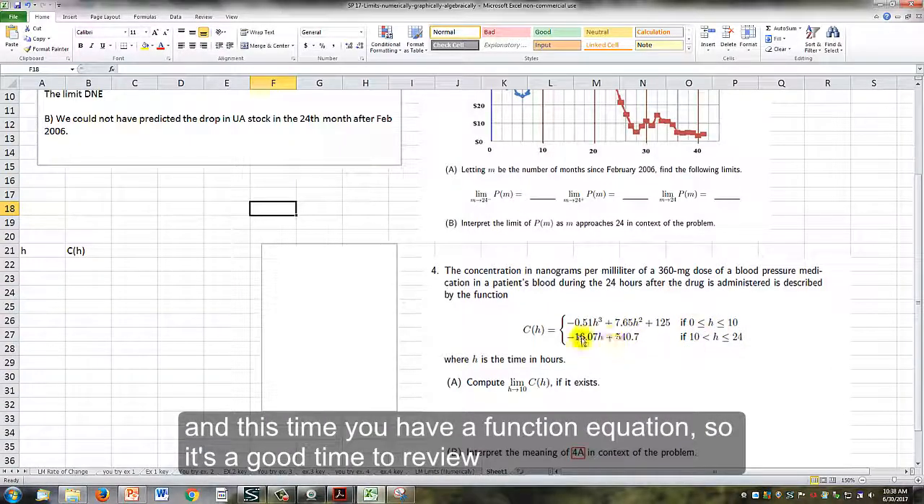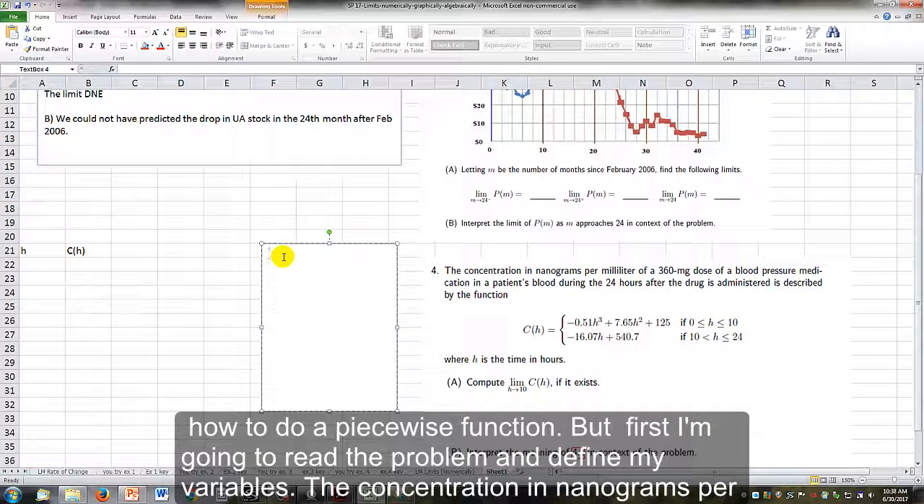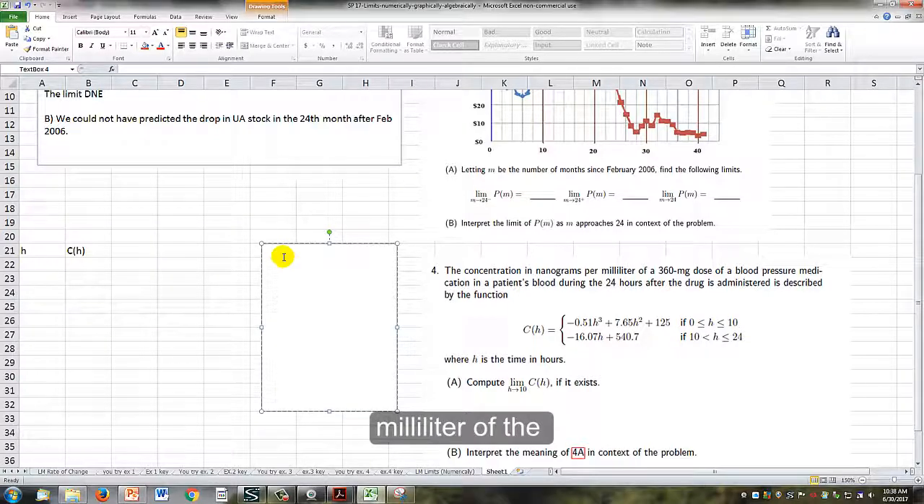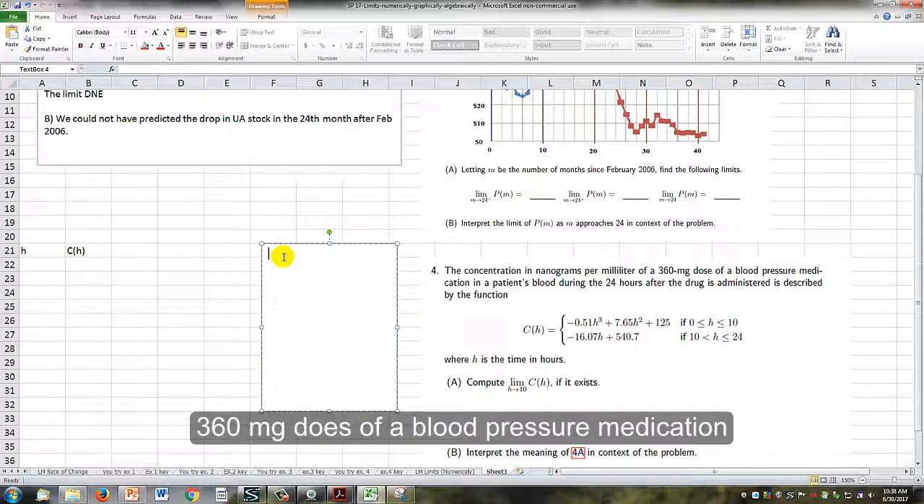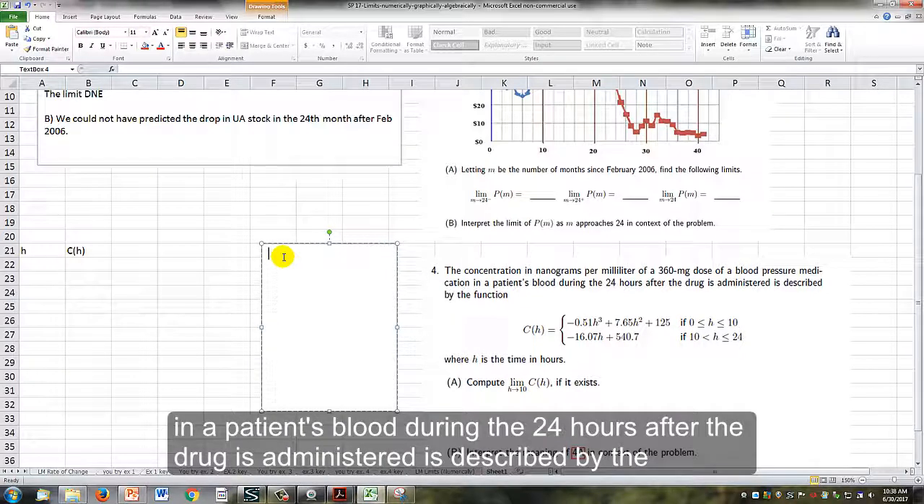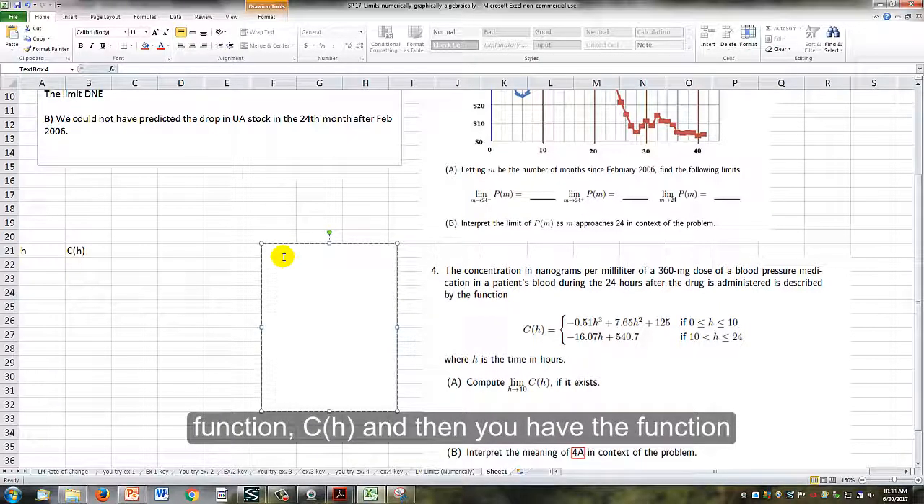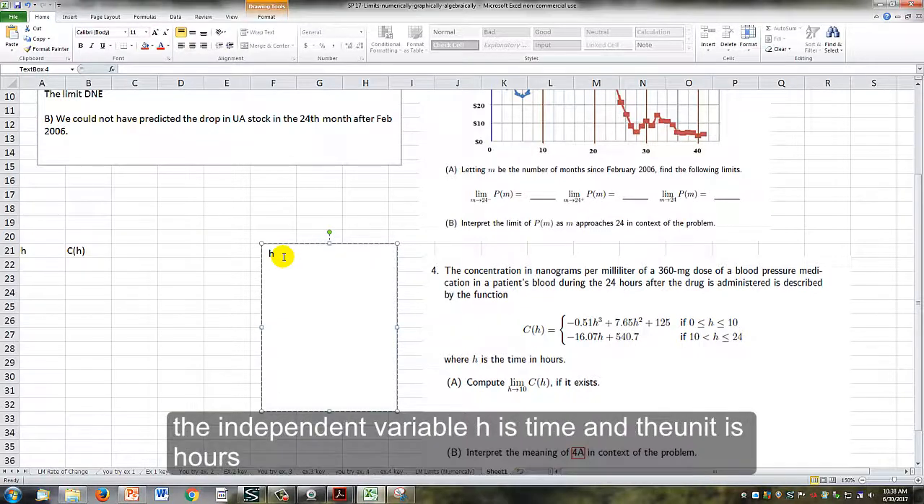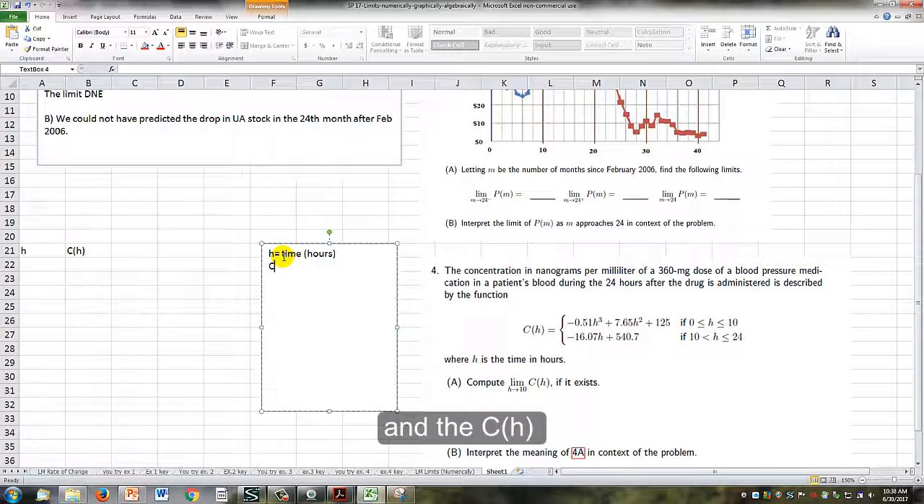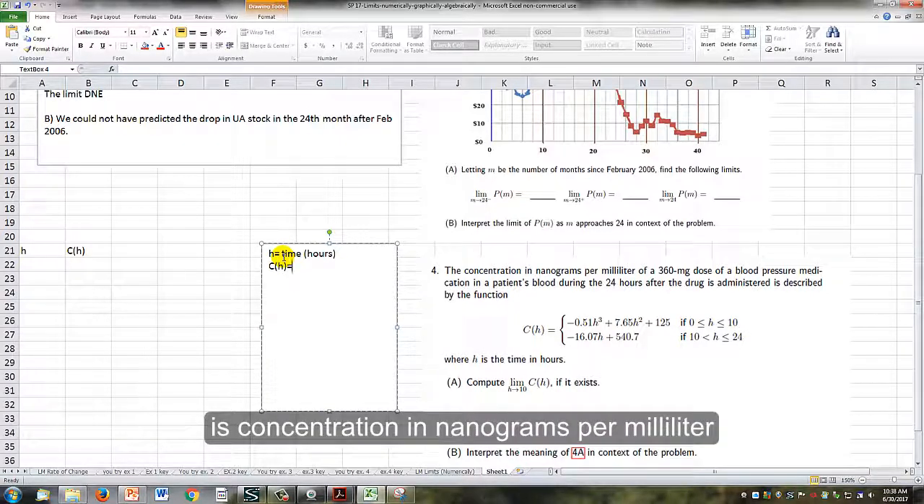and this time you have function equations, so it's a good time to review how to do a piecewise function. But first I'm going to read the problem and define my variables. The concentration in nanograms per milliliter of a 360 milligram dose of a blood pressure medication in a patient's blood during the 24 hours after the drug is administered is described by the function C of H, and then you have the function. The independent variable H is time, and the unit is hours. And the C of H is the concentration in nanograms per milliliter.